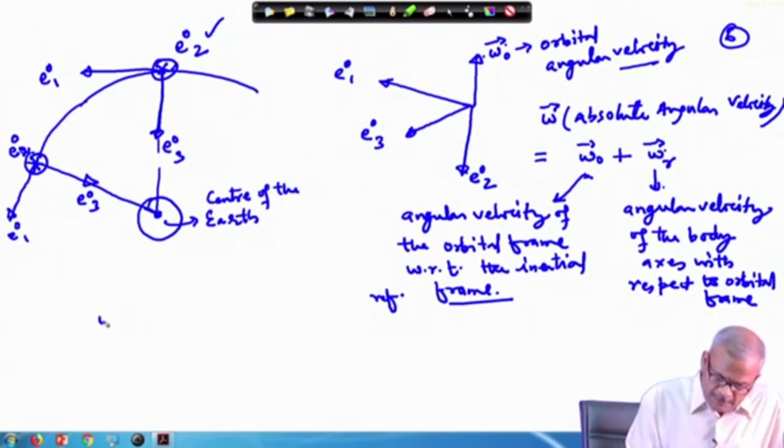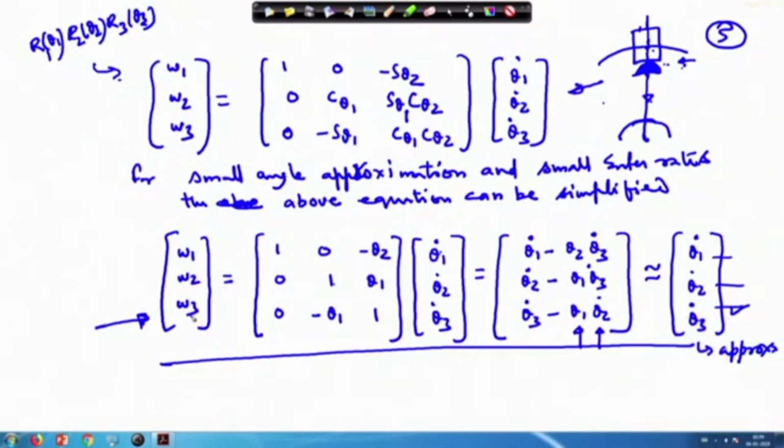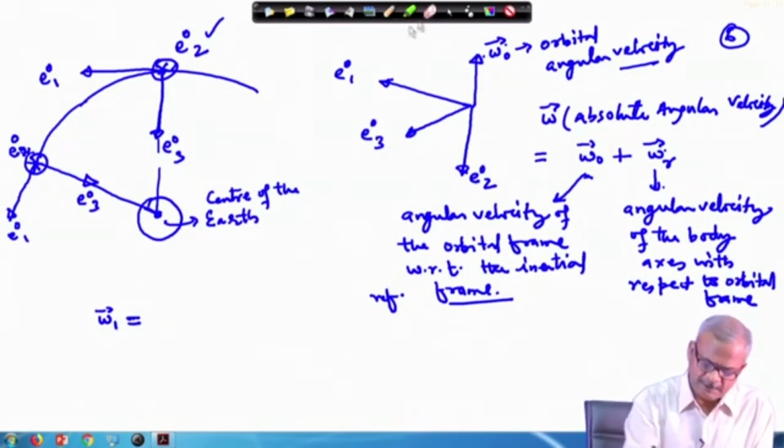Okay. So, to calculate this omega, what we have calculated here is just the relative angular velocity, because we have calculated it with respect to the orbital reference frame. Here I will not tag anything, because this is a general equation, while we are reducing it for a small rotation. Then we will tag it here, or you can tag it finally. If I put an r here, that means this becomes a relative angular velocity. Otherwise, omega 1, omega 2, omega 3 will indicate your absolute angular velocity.